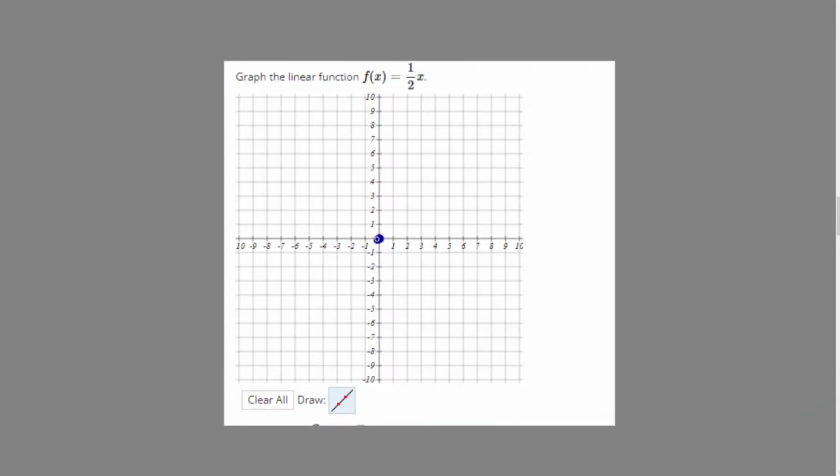So we start at (0, 0), and then we go up 1 over 2. Oh, whoops, over 2, up 1. And you only need to do 2 points, so up 1, over 2, and then it will make the graph for you in Lumen. So yeah.